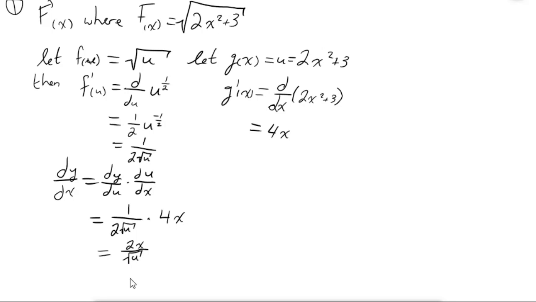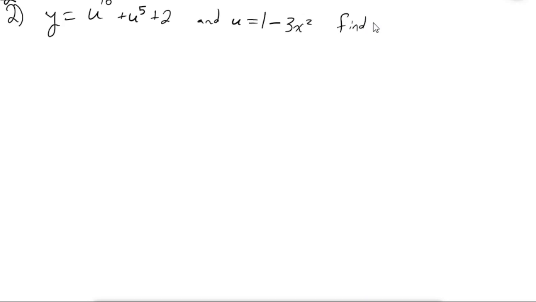And then finally, to get my answer, I'm going to substitute in my value of u. So 2x divided by the square root of my original u, which is 2x squared plus 3, which is my answer. So the derivative of big F of x is equal to 2x divided by the square root of 2x squared plus 3. So that's example number 1. Let's move right along.